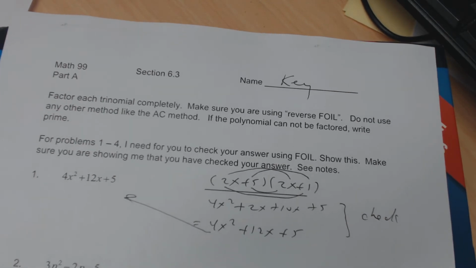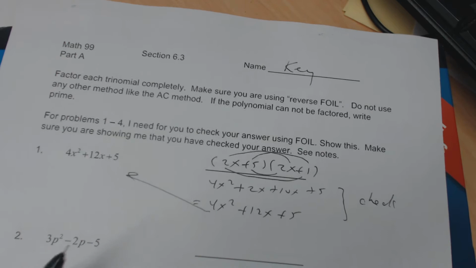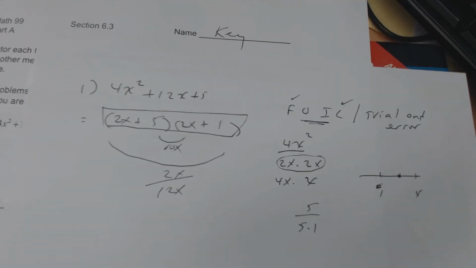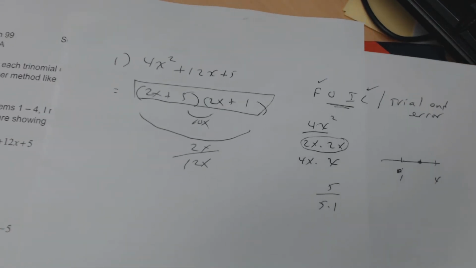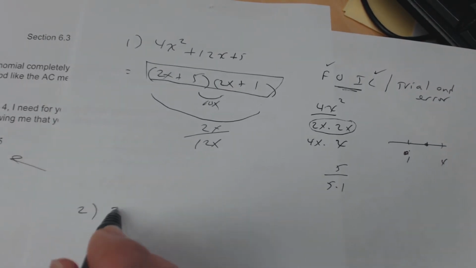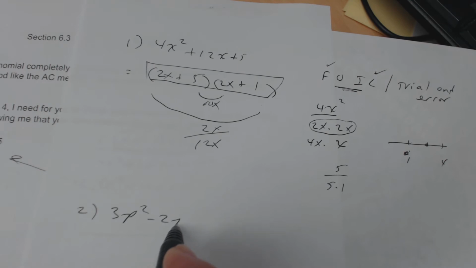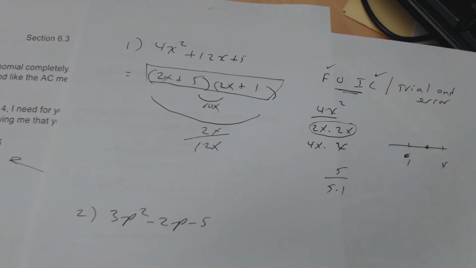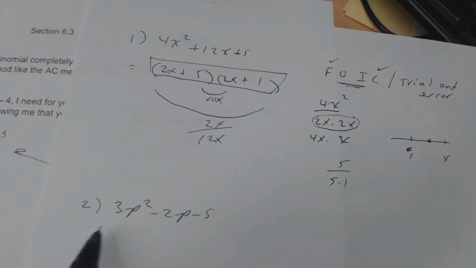Okay, so that's what I mean by checking the answer. Okay, let's go to number 2. Number 2, you have 3p squared minus 2p minus 5. So 3p squared minus 2p minus 5. Again, the GCF is 1.